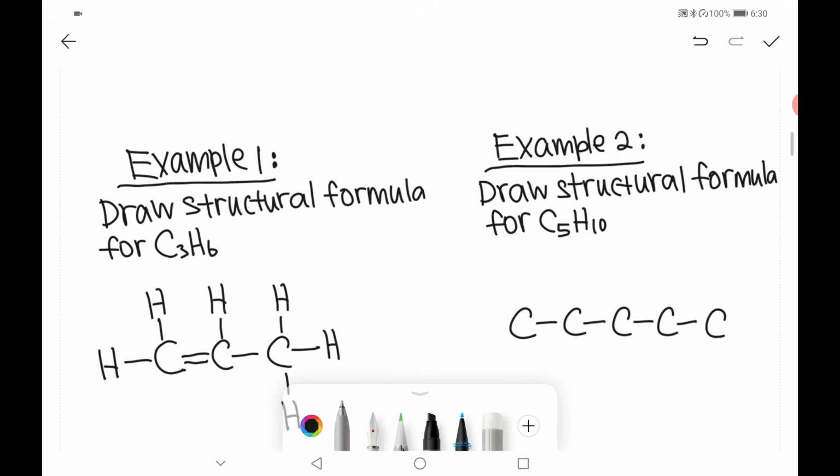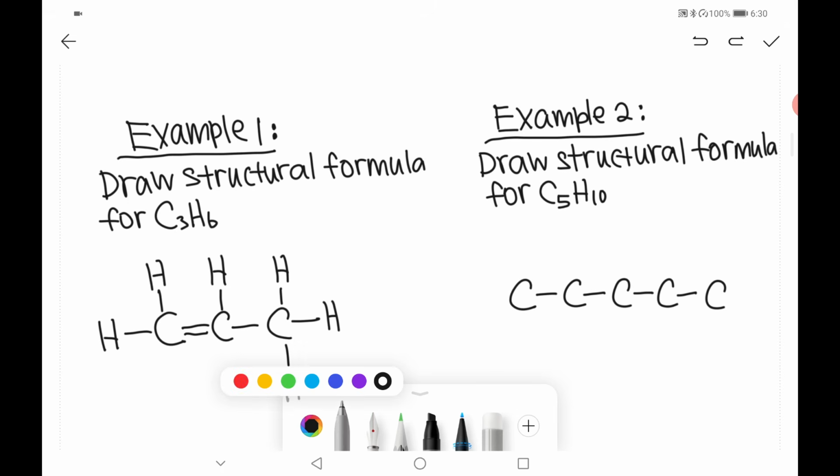So we know this is alkene. Alkene must have a double bond. So you can put the double bond at any place you want. You can put it here, you can put a double bond here, you can put it here, or you can even put it here. Up to you. So let's say I put the double bond randomly. Okay, I simply put it here.